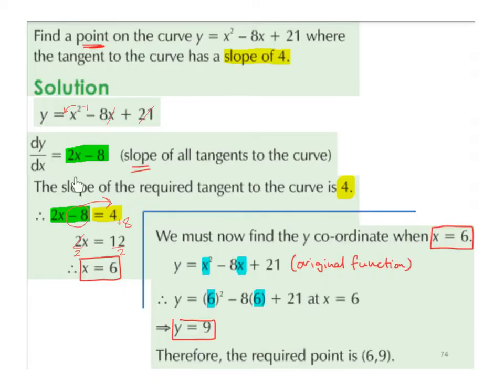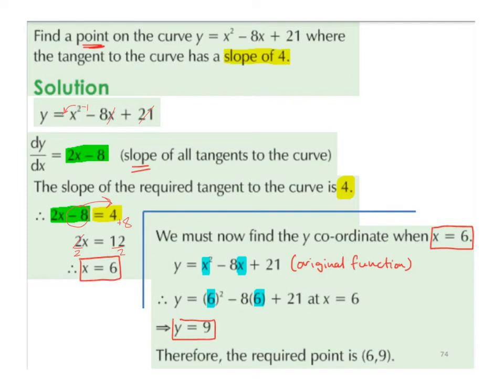So the slope of the tangent to the curve gives us an x value of 6. And this is specifically when the slope is 4. For example, if the question had asked us for the tangent to the curve with a slope of 5, we would have come up with a different x value. So we know that our x value is 6. Now we need to find the y value, the y coordinate, when x is equal to 6.